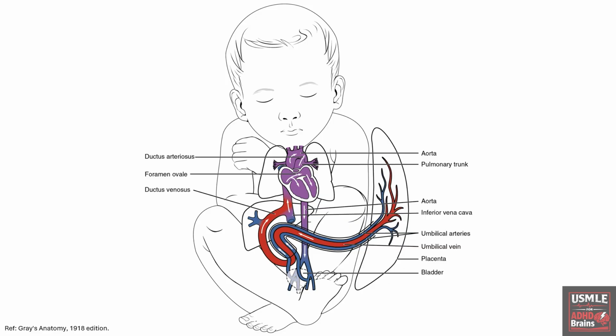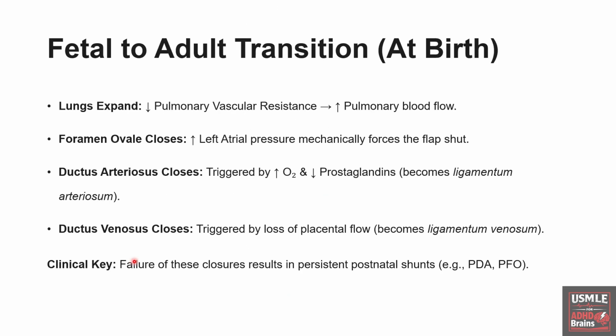At birth, the circulation changes rapidly as the lungs expand and pulmonary vascular resistance falls. More blood now flows through the lungs and returns to the left atrium, which raises left atrial pressure and functionally closes the foramen ovale. At the same time, increased oxygen tension and loss of placental prostaglandin support promote constriction of the ductus arteriosus, which later becomes the ligamentum arteriosum.